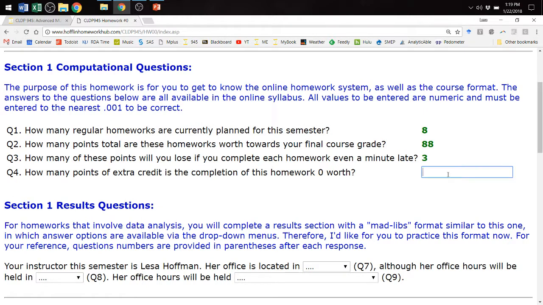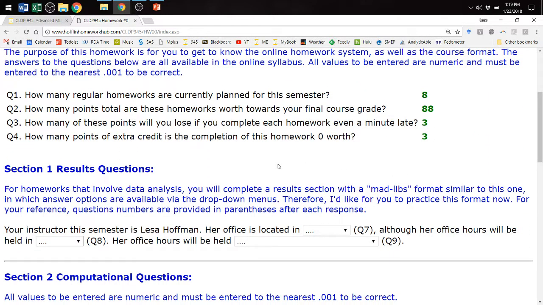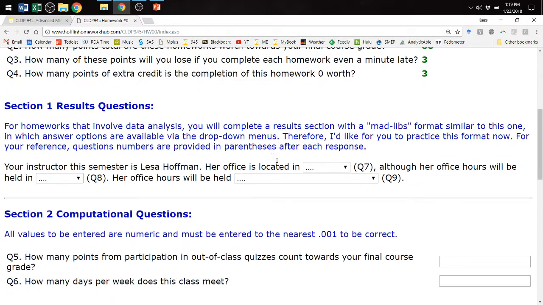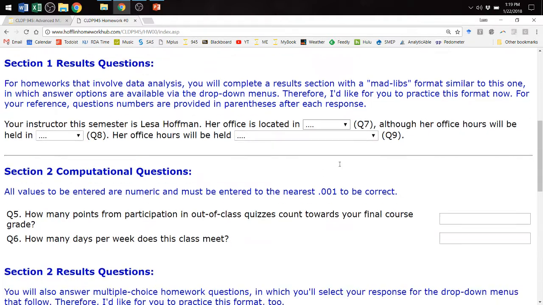How many points of extra credit do you get for doing this with me here? 3. So you get 1 free late homework, just right off the bat. The other type of questions that you will see are either going to be this type, which I call Mad Libs, fill in the blank, or they will be multiple choice questions.